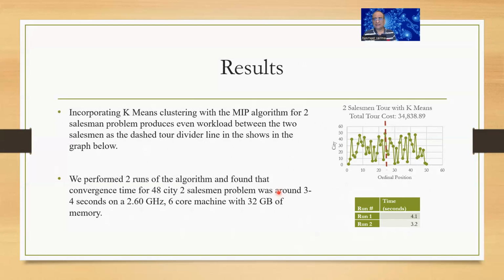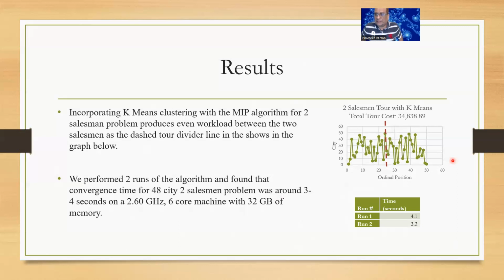And the second thing that we did was, after ascertaining the correctness of the algorithm, we said, why don't we try to solve this problem with two salesmen for a 48 city data set? And as you can see here, the way to read this graph is that these are the cities, there are 48 of them, and this is the ordinal position. So that's how we need to read this graph.